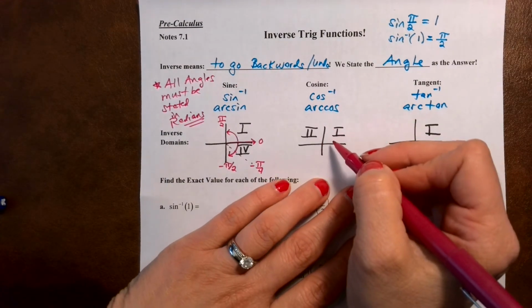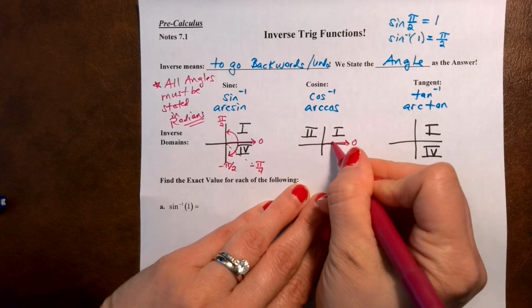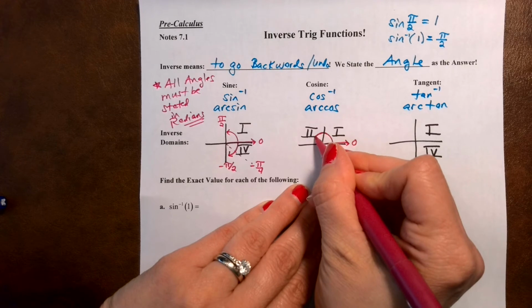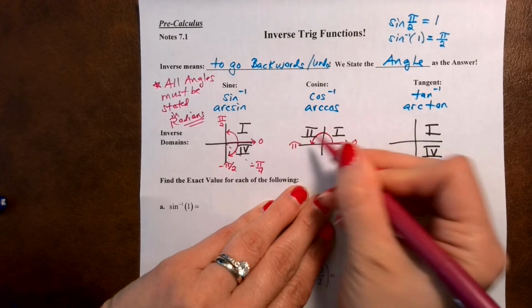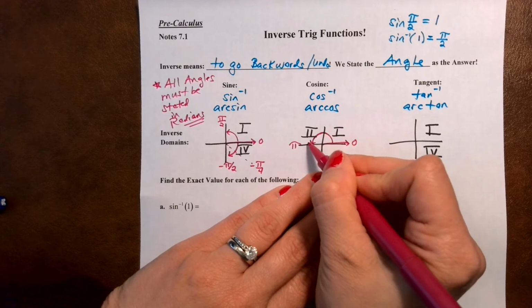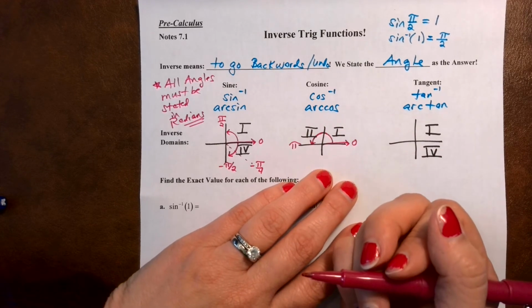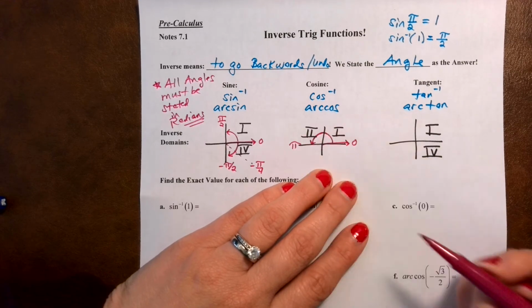Cosine is a little easier. Cosine inverse, you start at 0, and you're allowed to look all the way here, quadrant 1, all the way up to pi. So you're never going to have any negative angles. You just go from 0 to pi, and all those angles will give you the variety of cosine answers, the positives and the negatives.